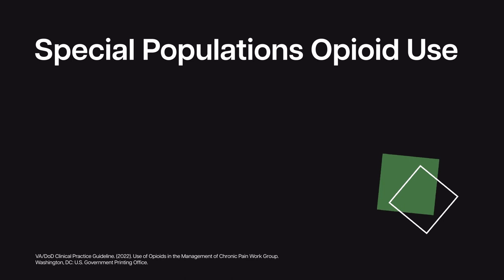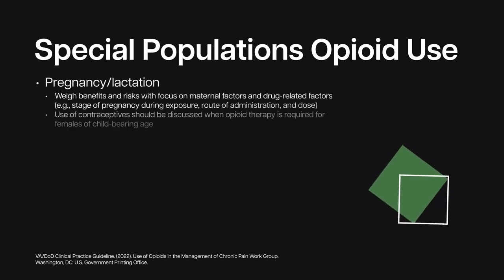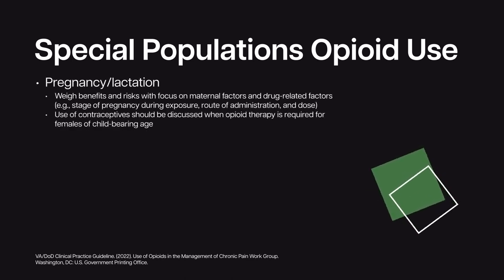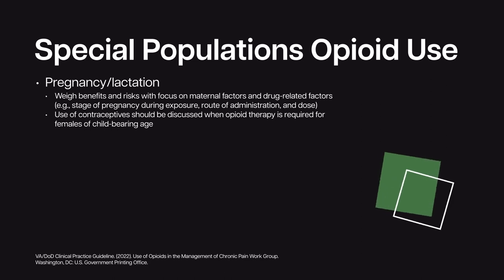Opioid use in special populations. Pregnancy and lactation. Weigh the benefits and the risks with focus on maternal factors and drug-related factors. For example, stage of pregnancy during exposure, route of administration, and dose. Use of contraceptives should be discussed when opioid therapy is required for females of childbearing age.